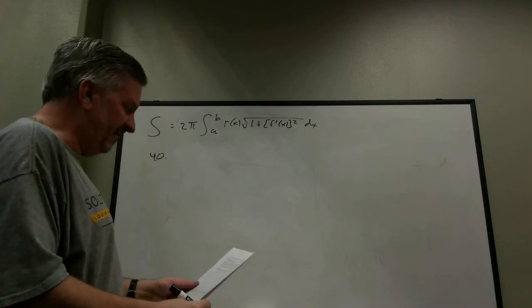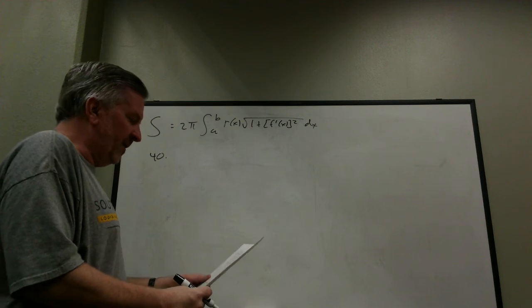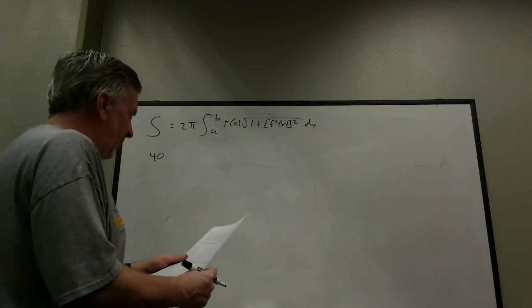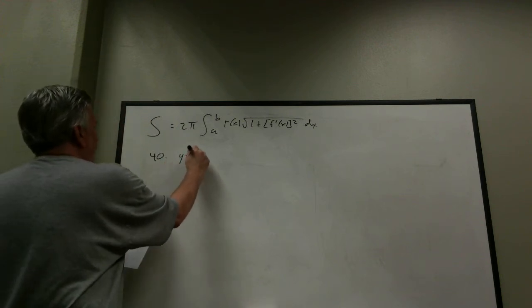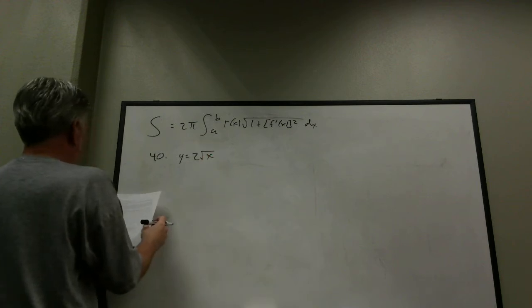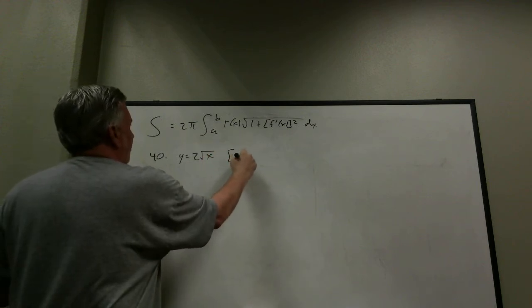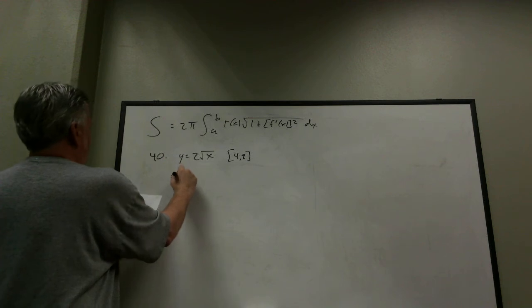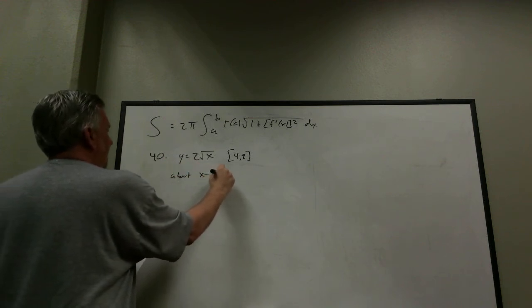Number 4, he says, set up and evaluate the definite integral for the area of the surface generated by revolving the curve y is 2 root x on the interval 4, 9 about the x-axis.